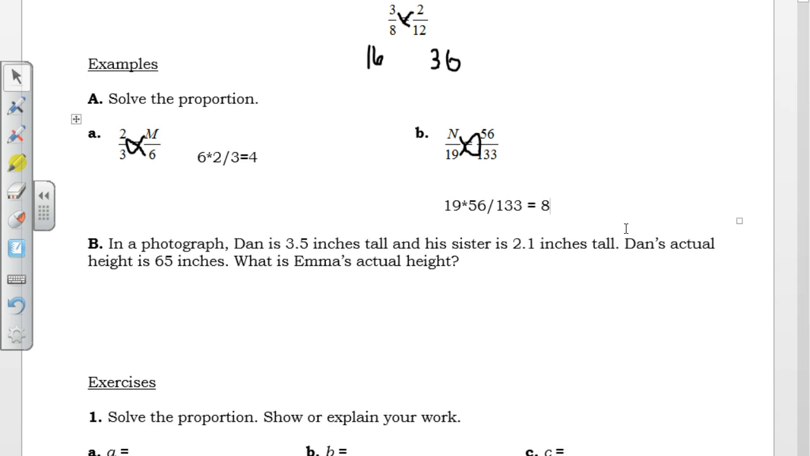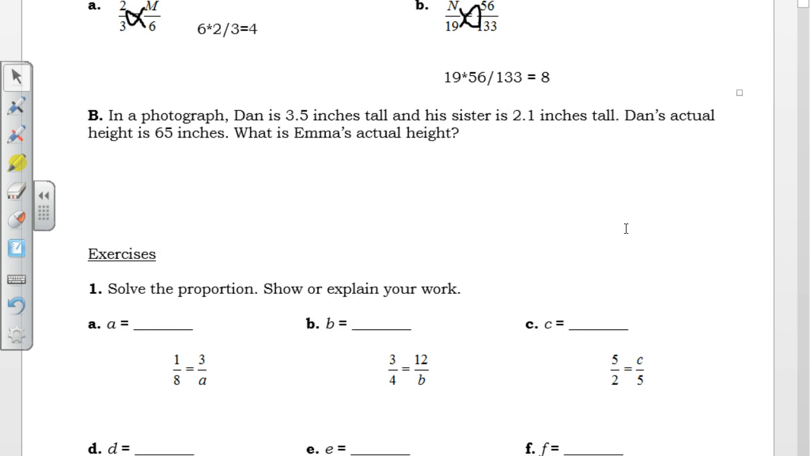My next example is a word problem, and I'm going to set up a proportion to solve that. It says, in a photograph, Dan is 3.5 inches tall and his sister is 2.1 inches tall. Dan's actual height is 65 inches. What is Emma's actual height? So this first fraction, I'm going to say Dan is 3.5 inches tall and his sister Emma is 2.1 inches tall. So in the photo, I have Dan and I have Emma.